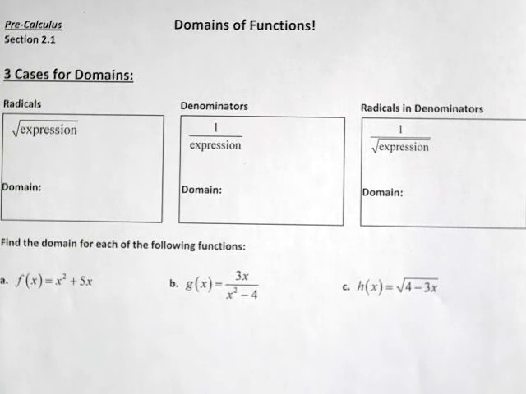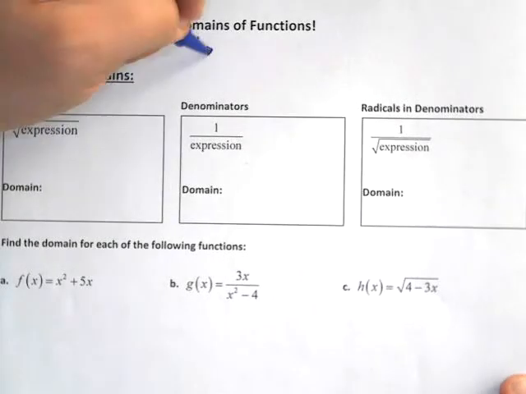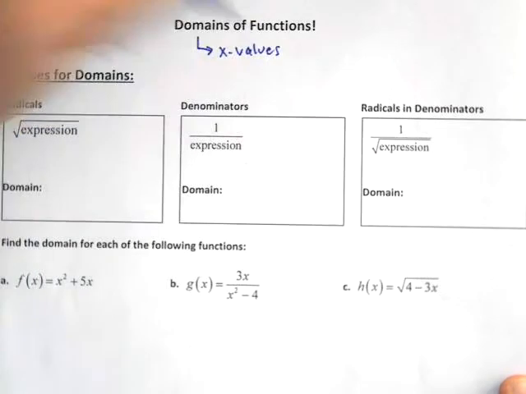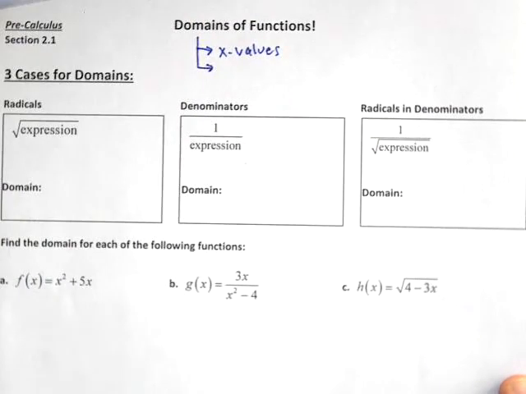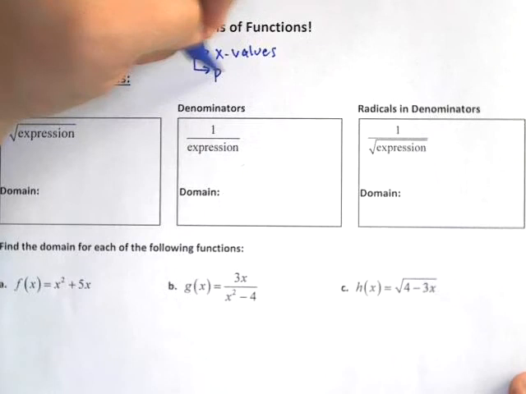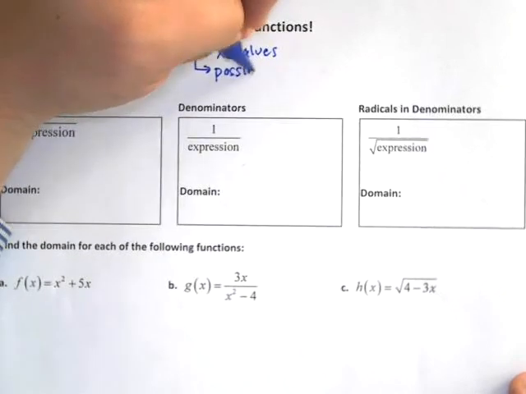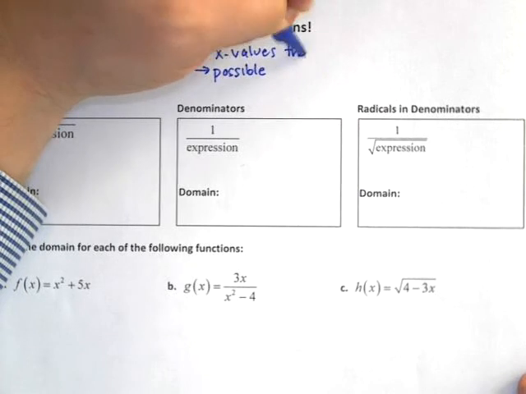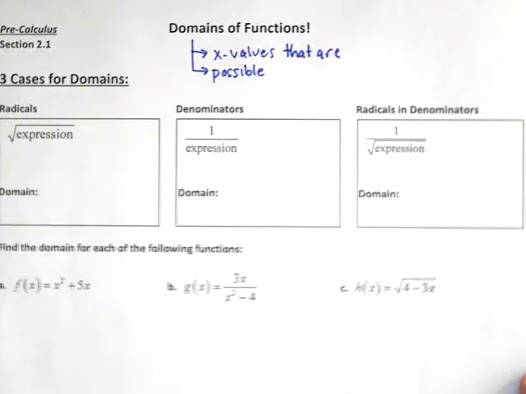So what I want you guys to remember, and hopefully you do, is that domain has everything to do with x values. And more importantly, I care about the possible x values, or I guess I could just say x values that are possible. Okay?